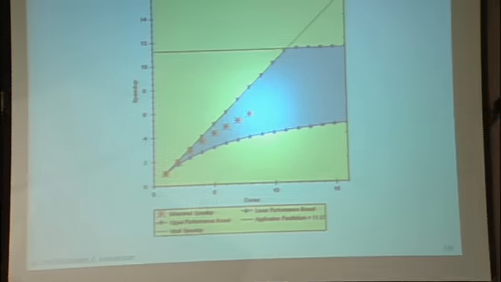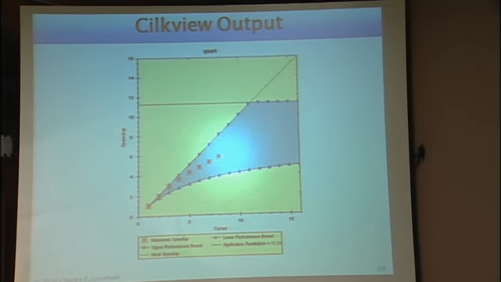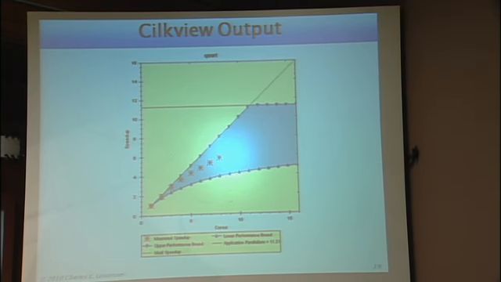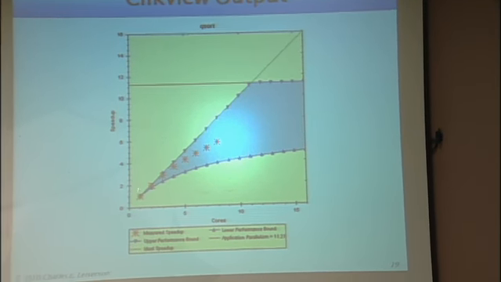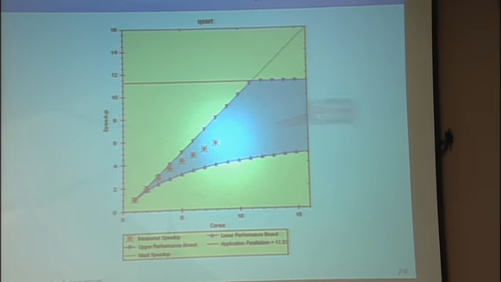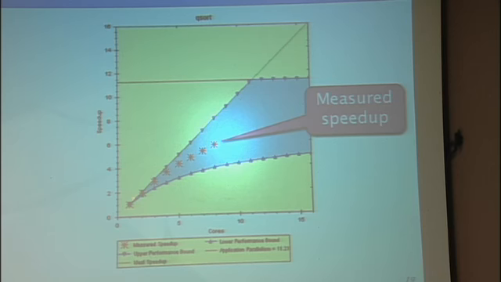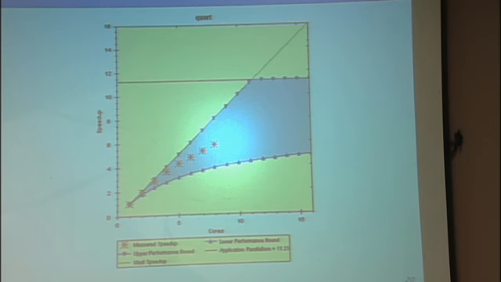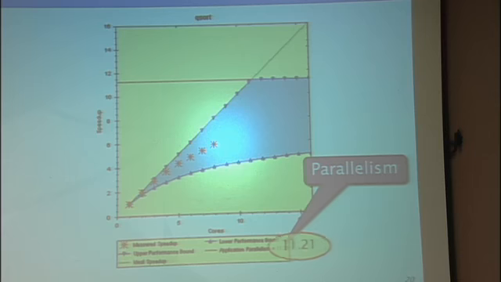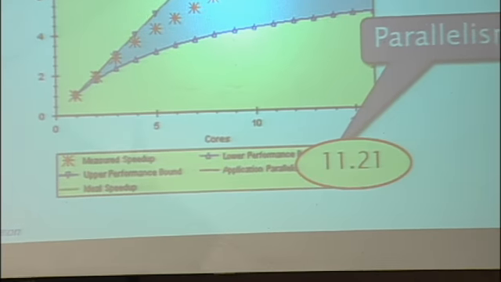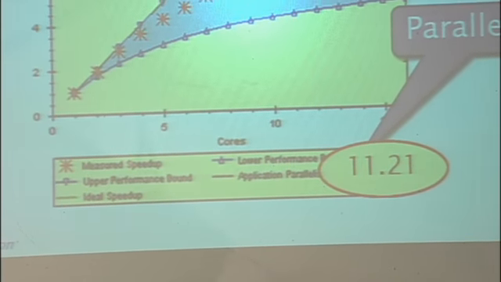So here's the type of output that you'll get. You get a graphical curve. You also get a textual output, but this is sort of the graphical output. And this is basically showing what the running time is. So the first thing it shows is it will actually run your program, benchmark your program on, in this case, up to 8 cores. We ran it up to 8 cores and give you what your measured speedup is. Okay? So the second thing is it tells you the parallelism. If you can't read that, it's 11.21. Okay, so we get about 11.